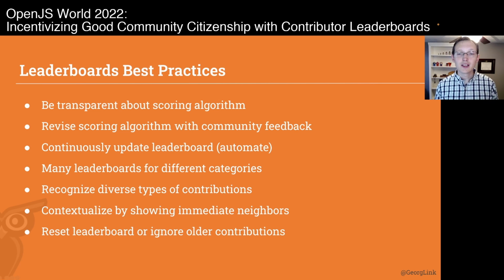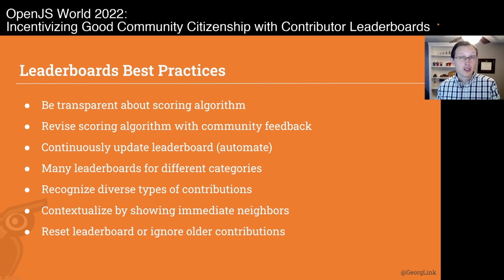So update that regularly. Also, continuously update the leaderboard or automate the data collection. Use those open source tools I mentioned earlier. Having a stale or outdated leaderboard is not really useful. You want it to provide that immediate feedback or small delay feedback so that as people are climbing the ladder, they can see that it's working.